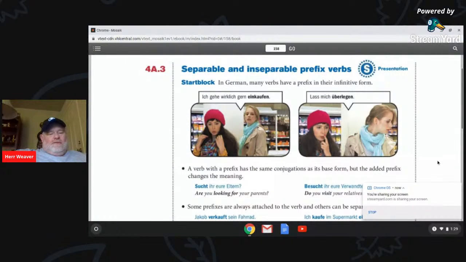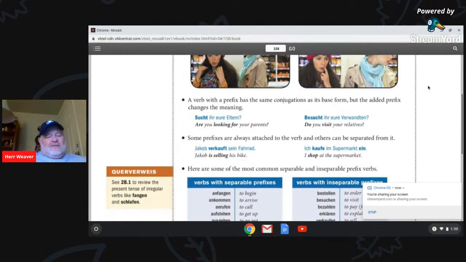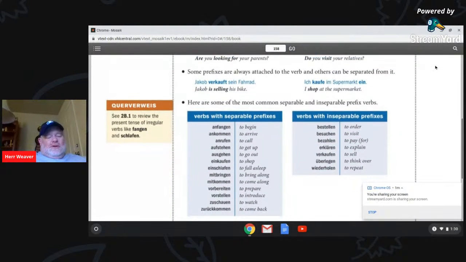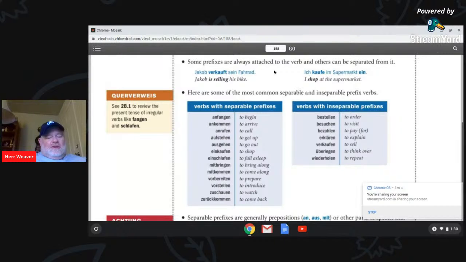We're on page 158, separable and inseparable prefix verbs. The inseparable prefix verbs I'm not going to spend a whole lot of time on. I'd like for you to know what they are. There are two lists right here, a little bit longer list and a shorter list. One list is the separable prefix verbs, and the other is verbs that have inseparable prefixes.